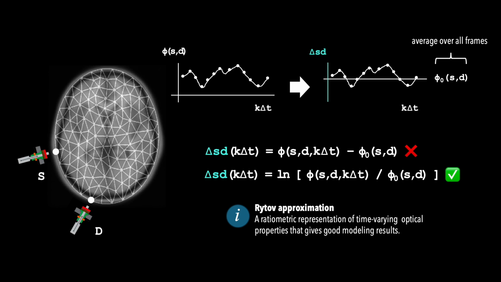A justification of the Rytov approximation is beyond the scope of this introduction, save to say, use of a ratiometric difference gives good modeling results, assuming the change in light level in each frame is small. This assumption is satisfied in optical neuroimaging applications, with the change typically being less than a few percent.